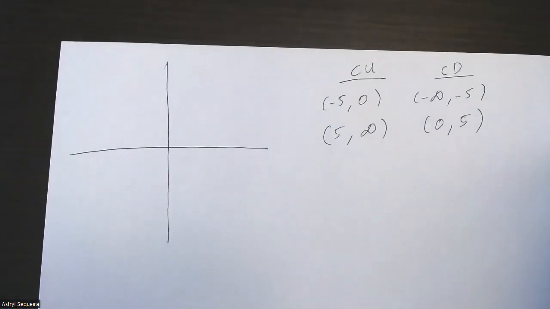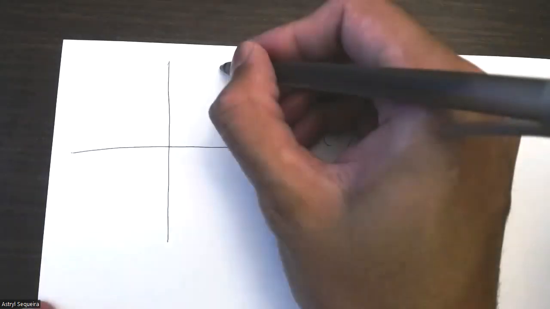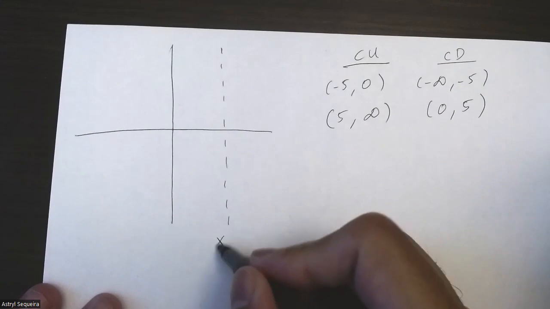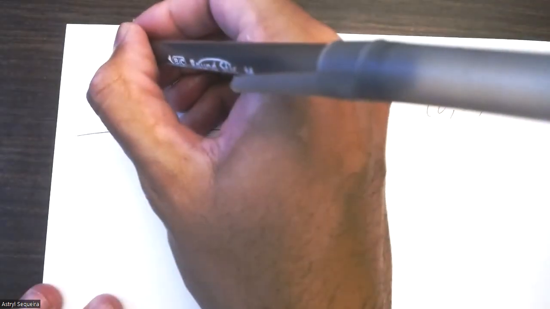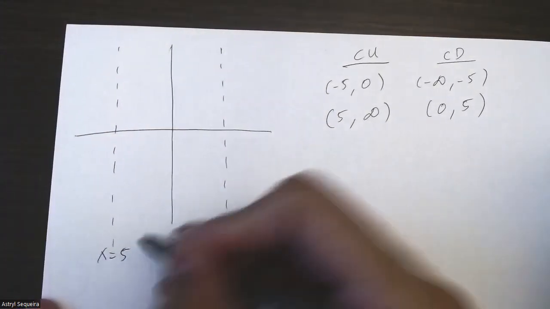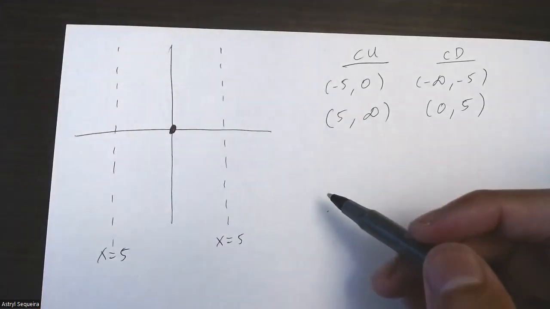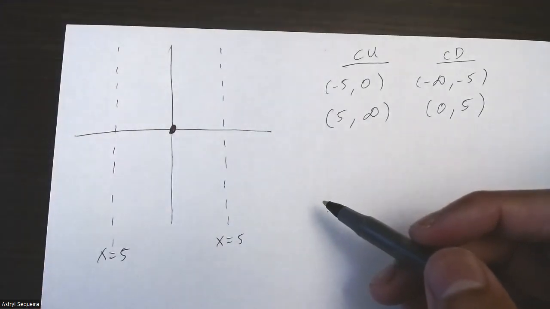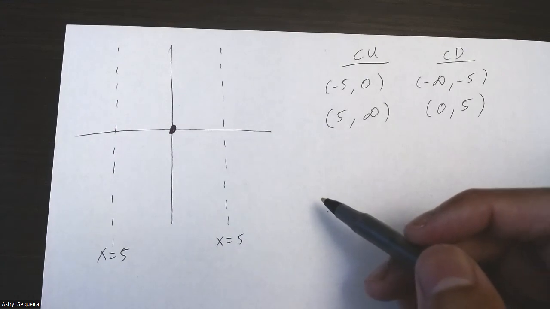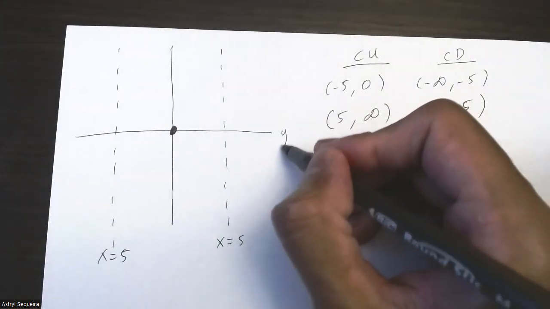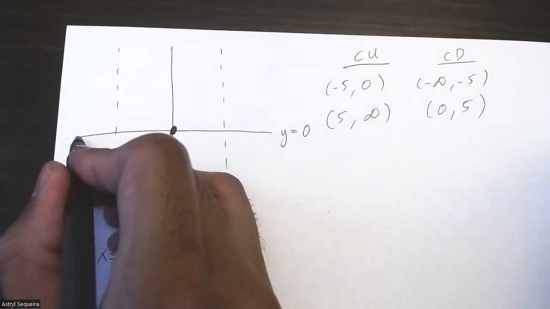So when you do your sketch, the first thing you always want to do is put your vertical asymptotes. X equals 5. X equals -5. Here's my x and y intercept at 0, 0. And it's also an inflection point as well. Now, what else do I have? I know that the function is decreasing as I go from left to right. And I know that there's also a horizontal asymptote at y equals 0.